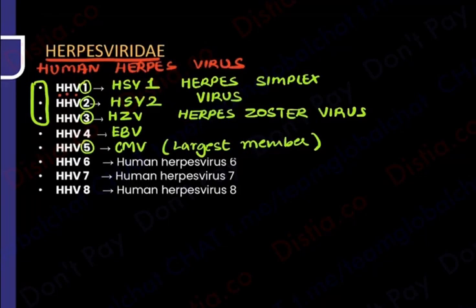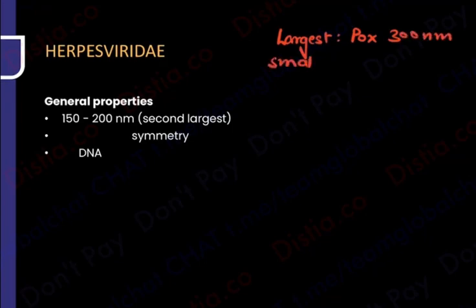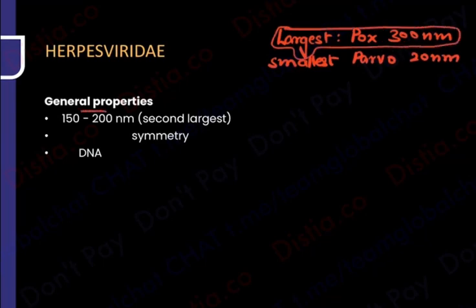Let me see how much of general virology you have revised. So tell me the general properties. What is the size? 150 to 200 nanometers. Can you please revise with me? What was the largest virus? The largest was pox, which was somewhere around 300 nanometers. And the smallest was parvo, very, very tiny, 20 nanometers. The largest was pox, 300 nanometers, and this is somewhere near to pox. So herpesviridae family is 150 to 200 nanometers. It's the second largest. What is the symmetry?